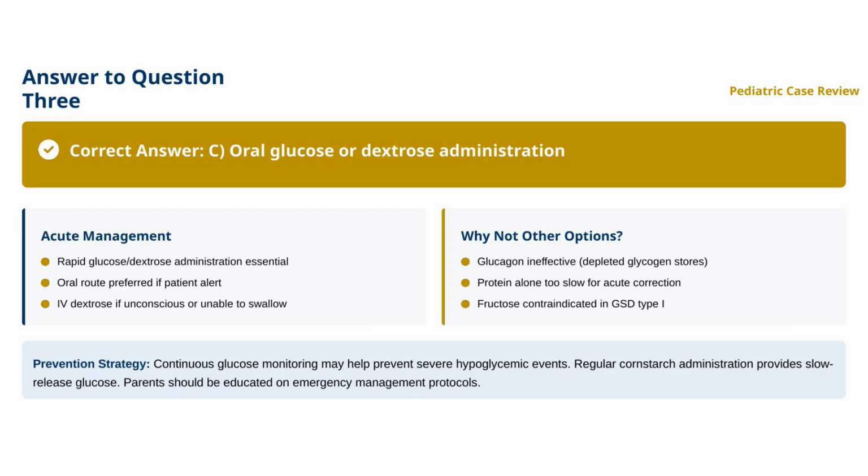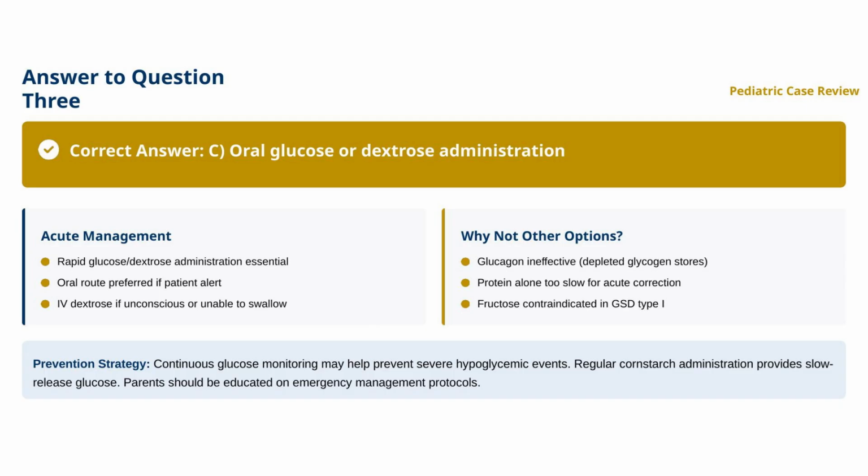Glucagon is ineffective due to depleted glycogen stores or inability to mobilize glucose in GSD type 1. Rapid glucose or dextrose administration is essential during hypoglycemic episodes. The oral route is preferred if the patient is alert, while intravenous dextrose should be used if unconscious or unable to swallow. Protein supplementation alone is too slow for acute correction. Fructose is contraindicated in GSD type 1 as it cannot be metabolized properly.